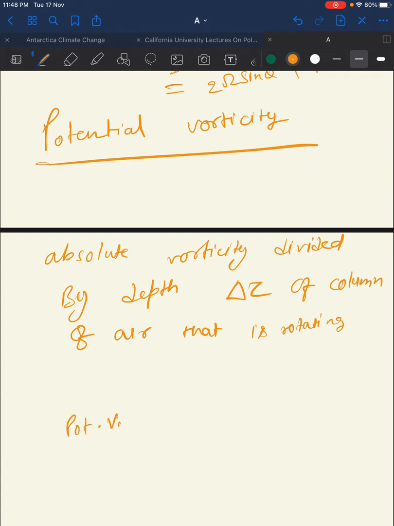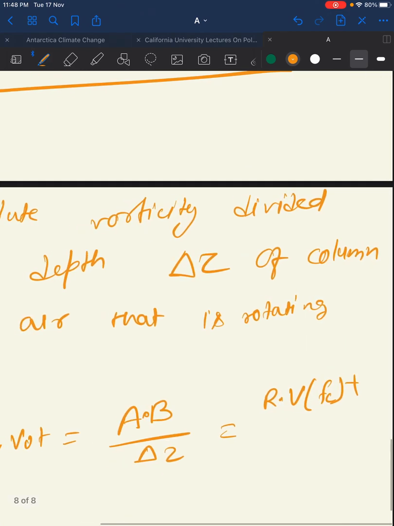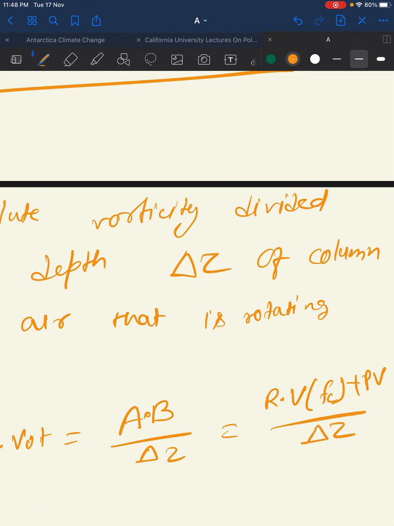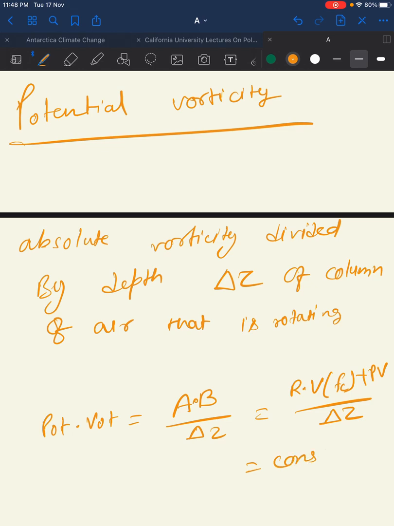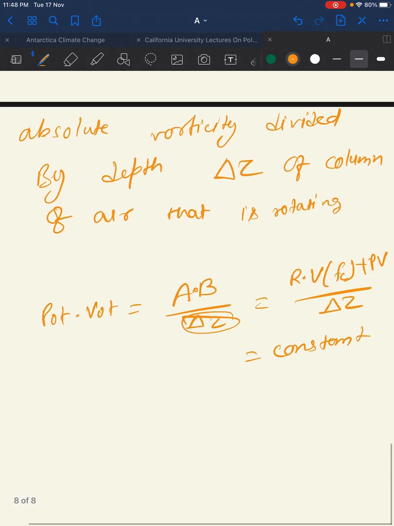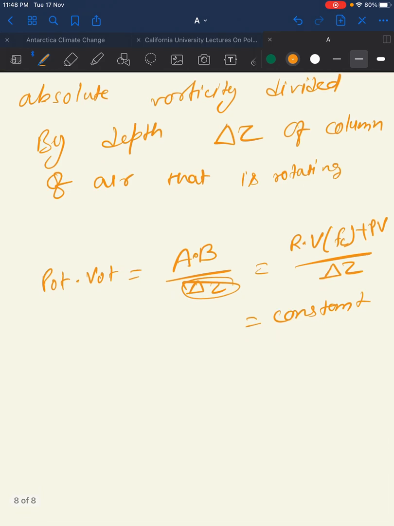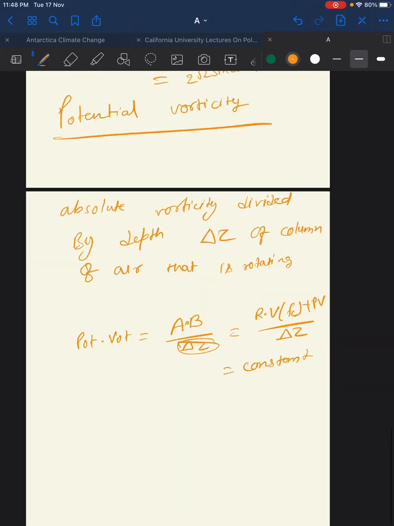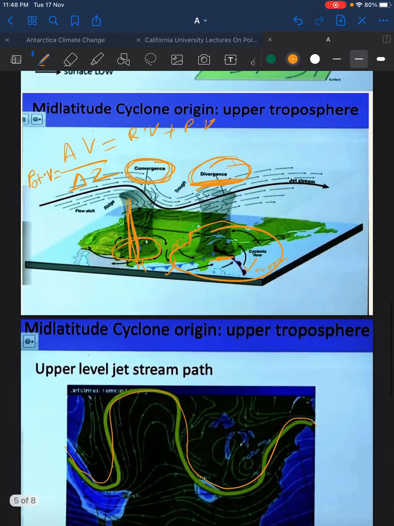This potential vorticity is equal to absolute vorticity by delta Z, and we can also write it like this: relative vorticity plus planetary vorticity, which is nothing but your Coriolis parameter, denoted by f, divided by delta Z. And again this will be constant. If absolute vorticity is constant, this height is also a constant value, no? So this is the formula for potential vorticity. I hope this is clear to you.